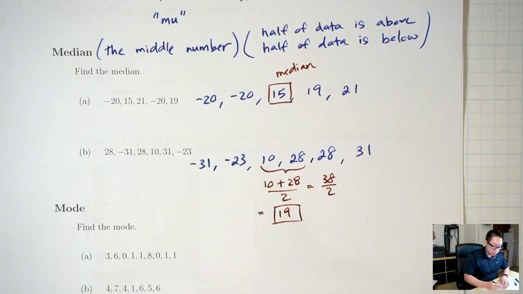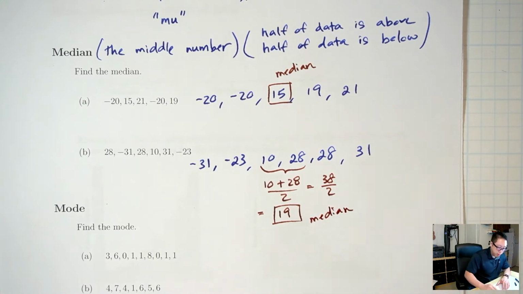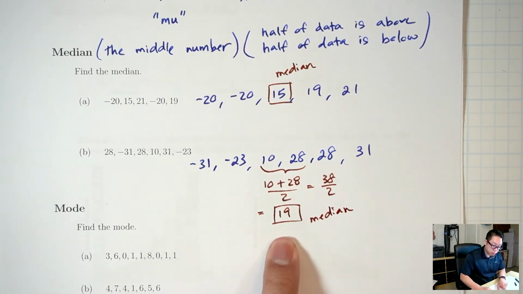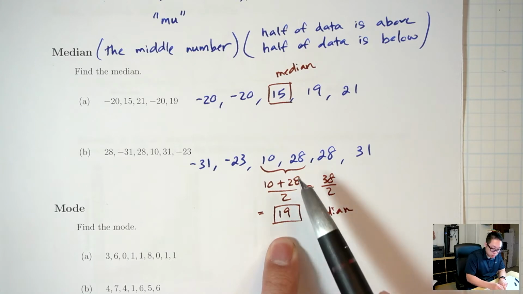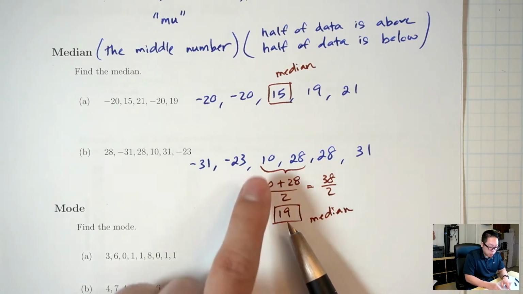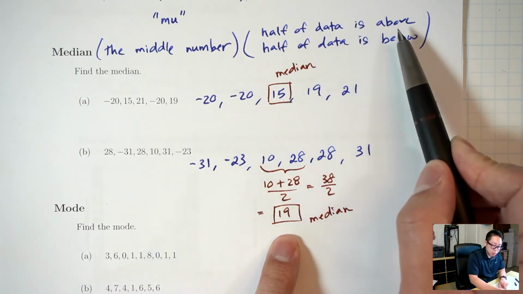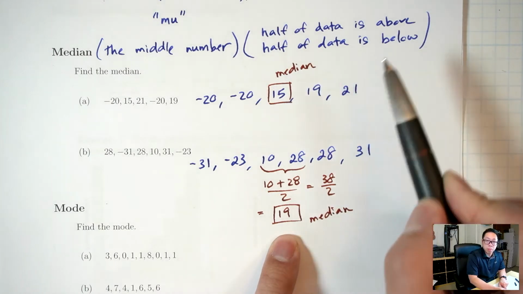Okay, so 19 is our median. Notice that there are 3 numbers above 19: 28, 28, and 31. And there's also 3 numbers below 19: 10, negative 23, and negative 31. So once again, half of the data is above it, and half of the data is below it.